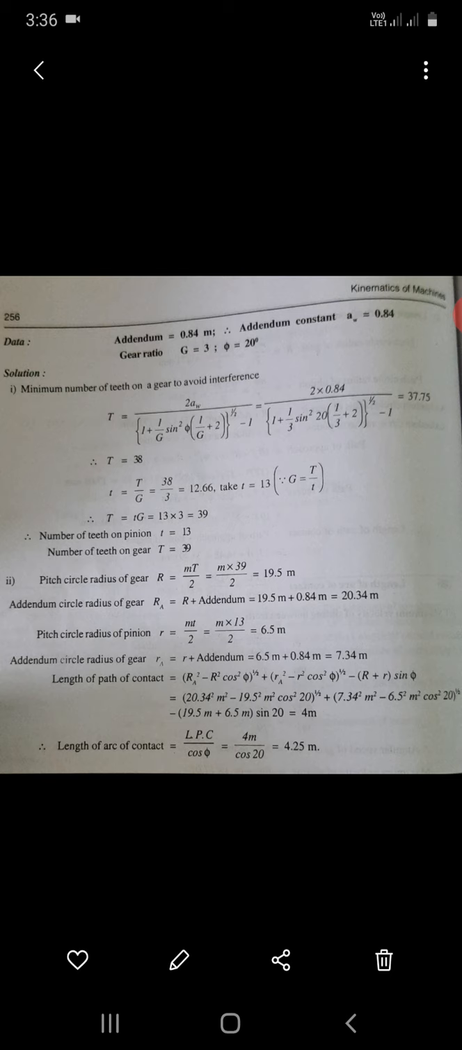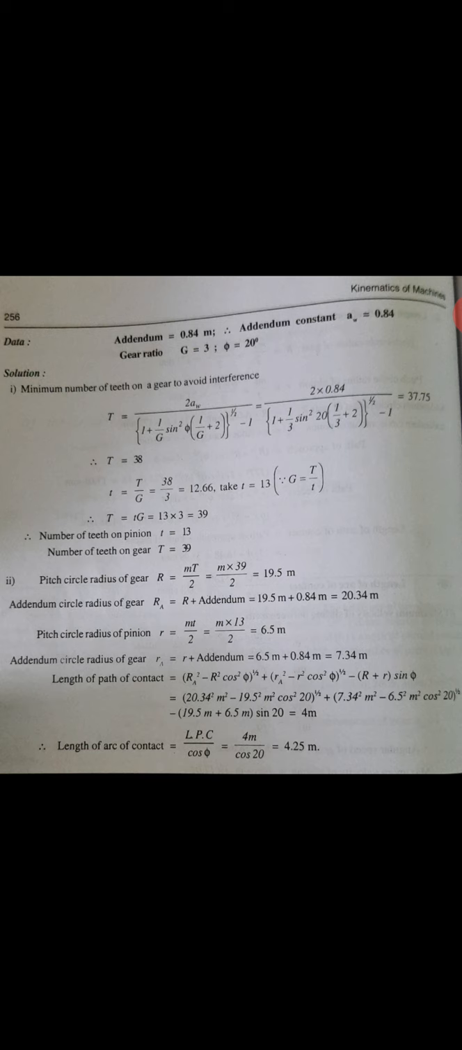So small t is T by capital G. So 38 by 3, that is 12.66. So we can take it as 13. So therefore capital T will be 13 times 3, that is 39. So these are the correct numbers. Number of teeth on pinion is 13 and number of teeth on gear is 39.